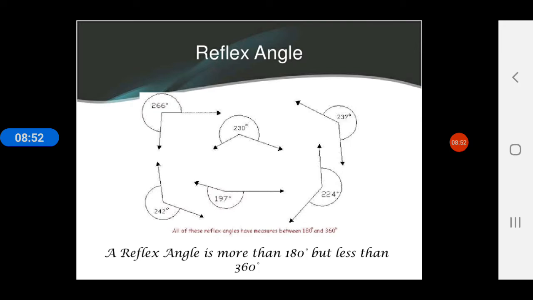Next is the reflex angle. A reflex angle is an angle which has a measure more than 180 degrees and less than 360 degrees. So any angle which is more than 180 and less than 360 is a reflex angle. There are so many examples of reflex angles you have to see and you have to make.